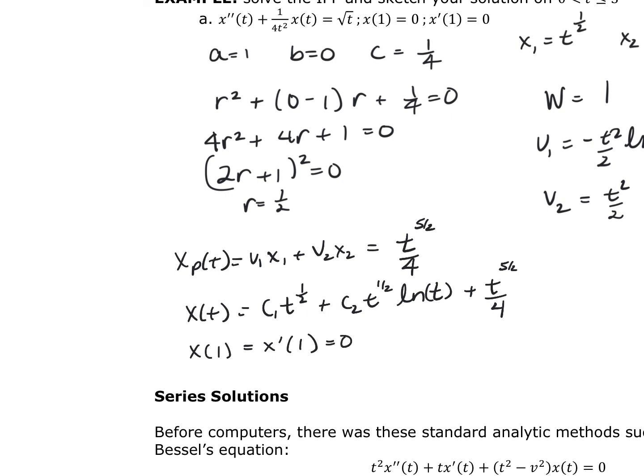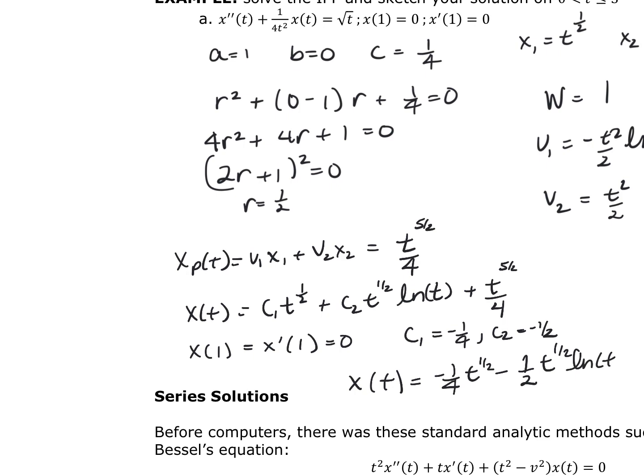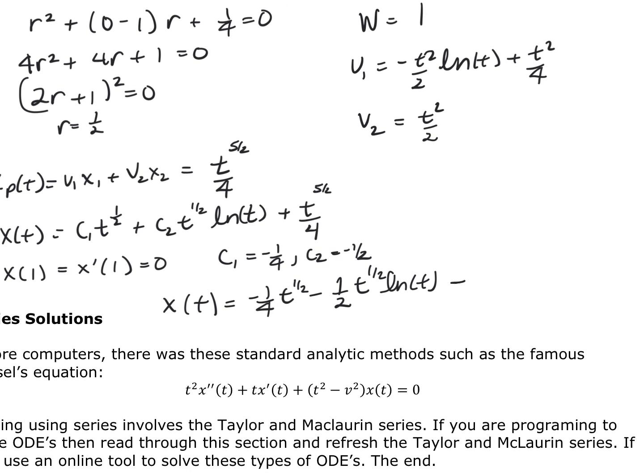Now we know that x of 1 is equal to x prime of 1, which is equal to 0. We're going to get c sub 1 is equal to negative 1/4, and c sub 2 is equal to negative 1/2. So then the particular family member I am searching for is negative 1/4 t raised to the 1/2 minus 1/2 t raised to the 1/2, the natural log of t, plus t raised to the 5/2 divided by 4.